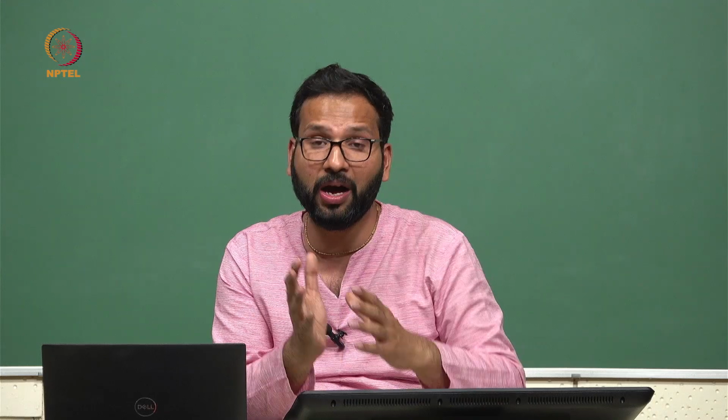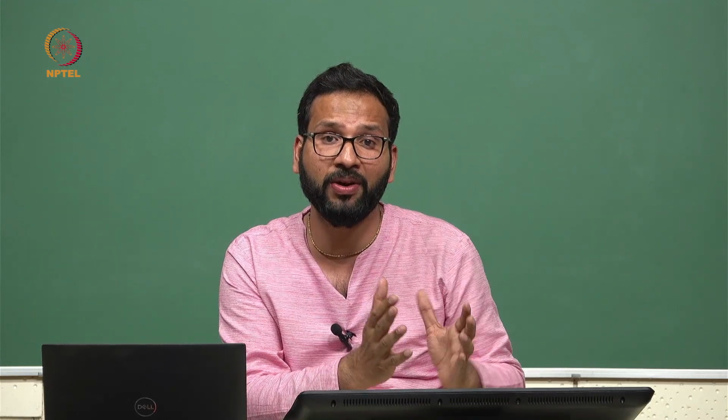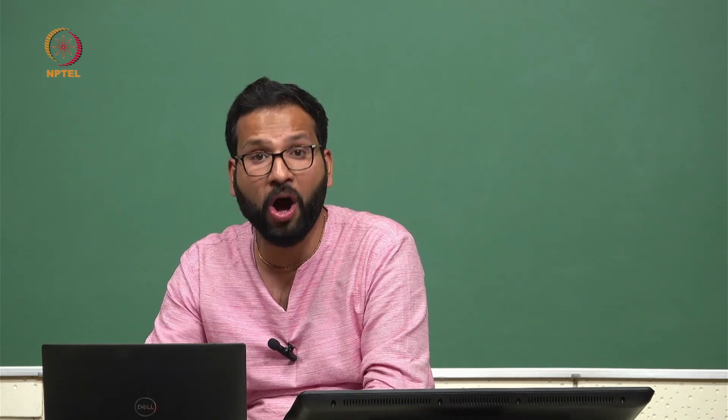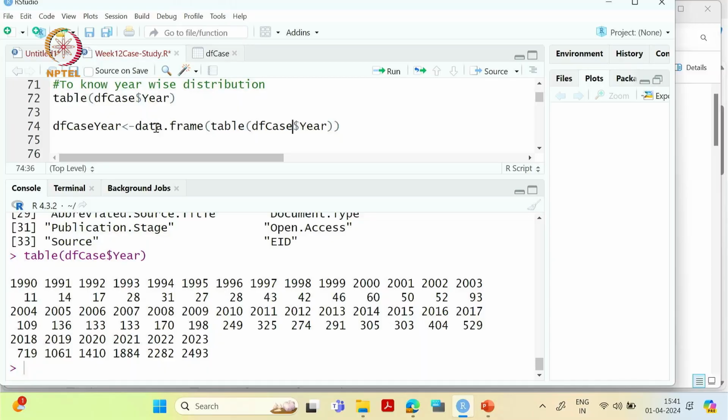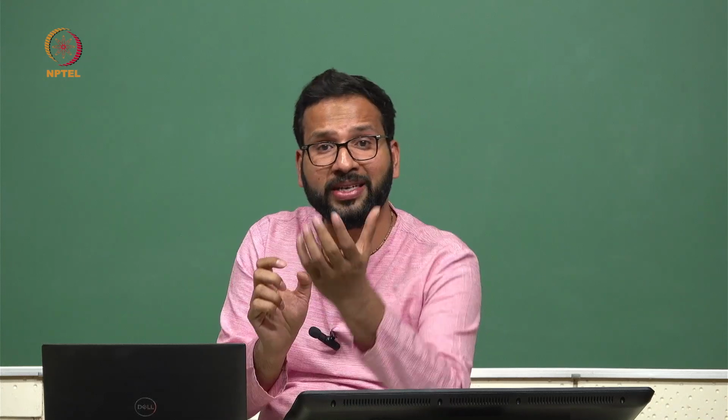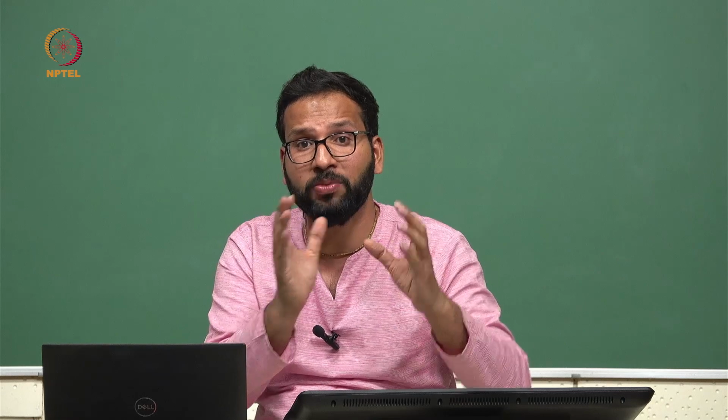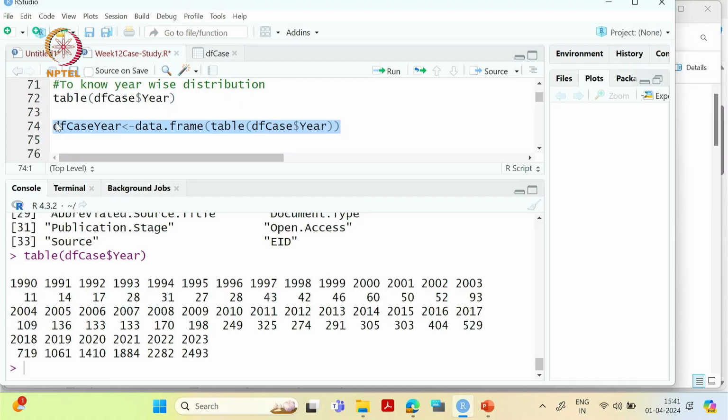Now we will convert the output of this table function into a data frame. How will we convert it into a data frame? Using the function called data.frame. This is how we will create our data frame, and we'll assign it to a new object called df case year. This df case year only has the data related to year. What exactly have we done? Our whole data is in the object df case, but we are taking up df case year so that we won't be confused with the whole data. Now we have to do the analysis on df case year.